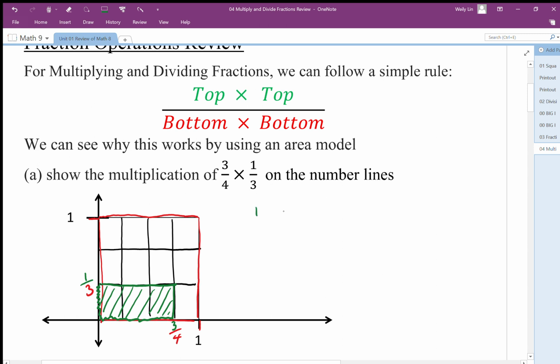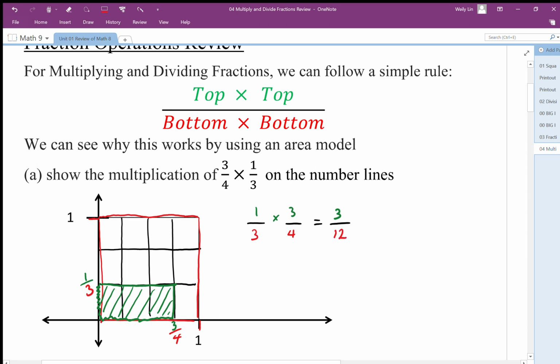So when we do 1 over 3 times 3 over 4, the top times top gives us 1 times 3. And we can see that in the part that we shade, there are actually 3 parts that make up the shaded parts, 1 by 3. And for the whole, we can see that we had 3 parts making up the whole along the vertical, and we have 4 parts making up the whole along the horizontal. And we can see that there are 3 by 4 or 12 parts that make up the whole. So there's 12 parts in here. So if we do 3 times 4, we get the 12 parts that make up the whole.